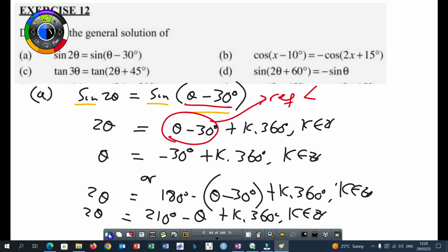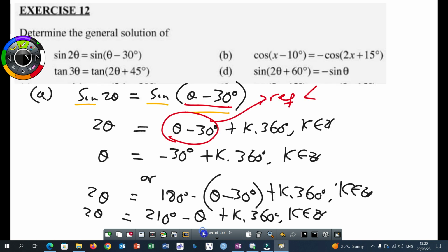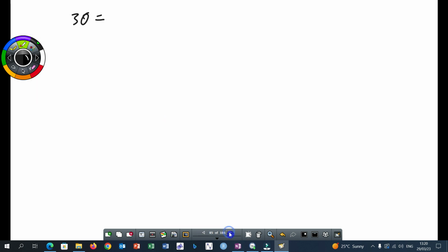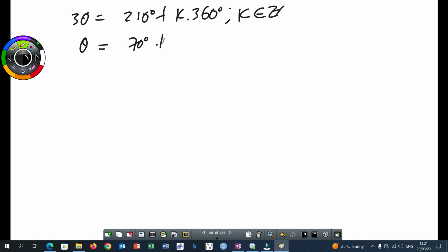Alright, let's carry on. So we'll end up getting 3 theta is equal to 210 degrees plus k times 360, where k is an integer. Then you divide both sides by 3. You get theta equal to 70 degrees plus k times 120 degrees. Okay, then we are done with that. Now, this is the second general solution.